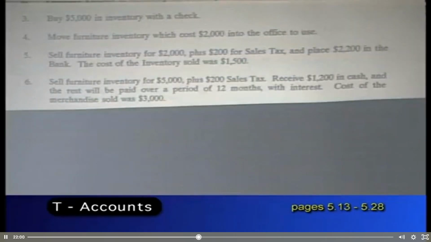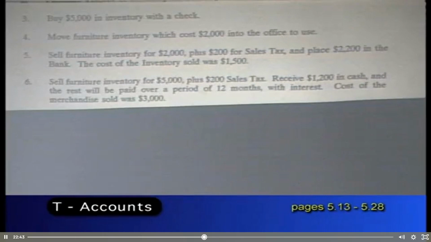Number 6. This one's a little bit more interesting. We sold furniture inventory for $5,000. Plus, we added $200 in sales tax, so that's a total of $5,200 that the customer owes us, right? They gave us $1,200 in cash, and the rest they're going to pay us over a period of 12 months plus interest, okay? There's going to be interest involved. Is that important to note? Yes. Now, ignore interest as far as calculating. You don't need to calculate it now because we don't recognize interest until time has passed, okay? So all you got to know is that this is an interest-bearing receivable, right?